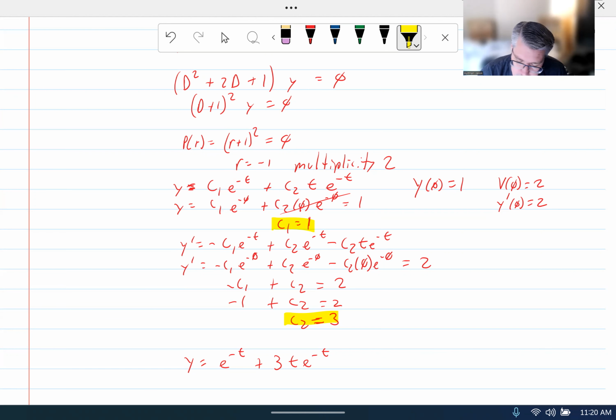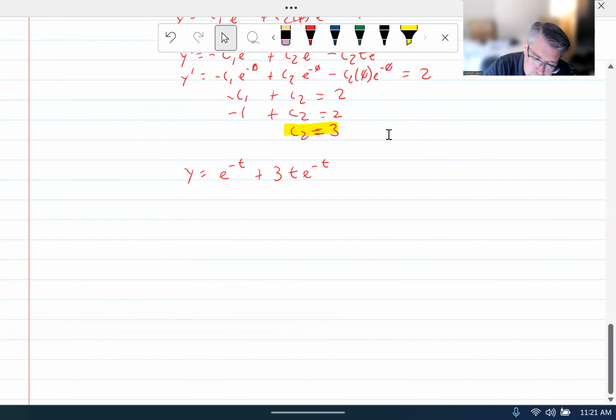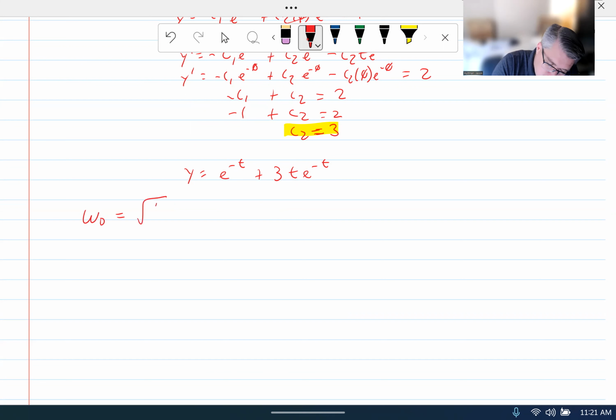Now we're going to use some of this information about c1 and c2 to get the circular frequency of the system, the amplitude, the phase, and the period of oscillation. So let's do that. Omega is equal to square root of k over m. We kind of already knew what that was. That's the square root of 5 over 5, so omega is 1.